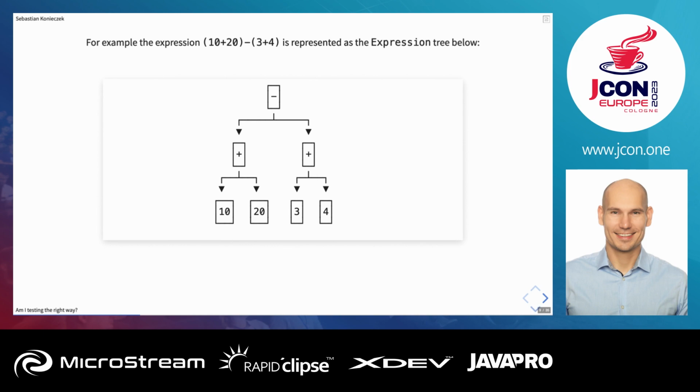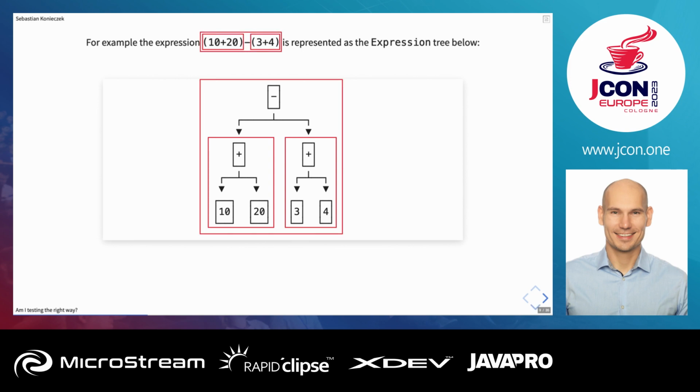Such a mathematical expression. For example, here the calculation 10 plus 20 minus 3 plus 4 is represented by the expression tree you see below. The calculator works in the way that it evaluates all the expressions from the bottom up. So it will first evaluate this one, 10 plus 20. Next it will evaluate this one, 3 plus 4. And finally it will evaluate this minus expression with the results of the bottommost expressions. The result should be 23, because 10 plus 20 is 30, 3 plus 4 is 7, and if you do the math correctly, 30 minus 7 is 23.